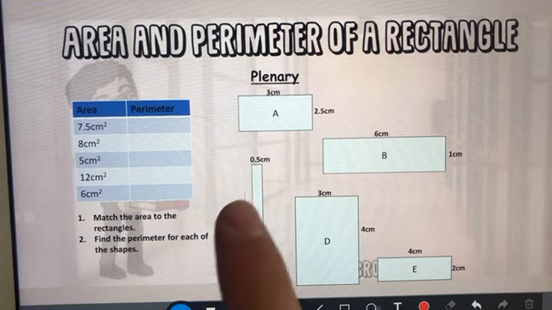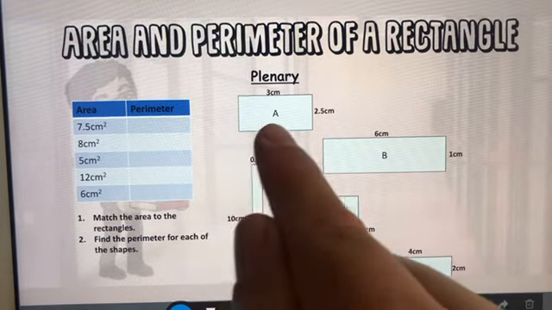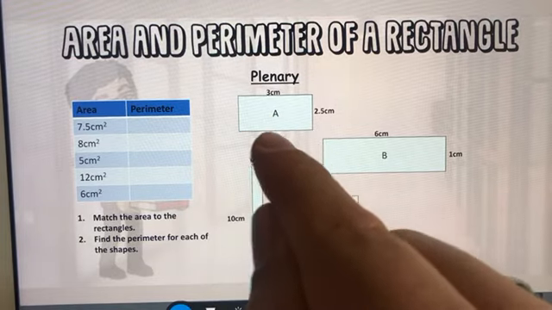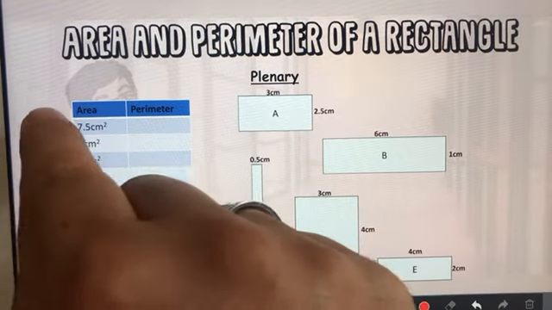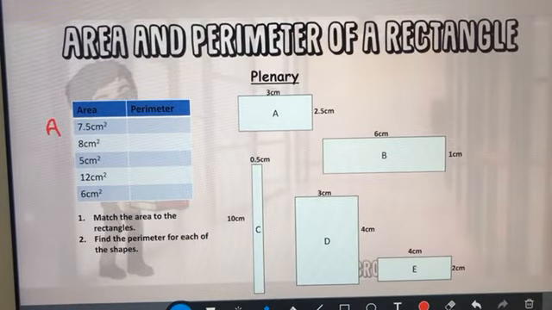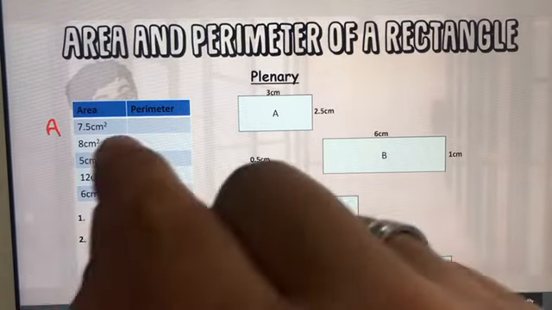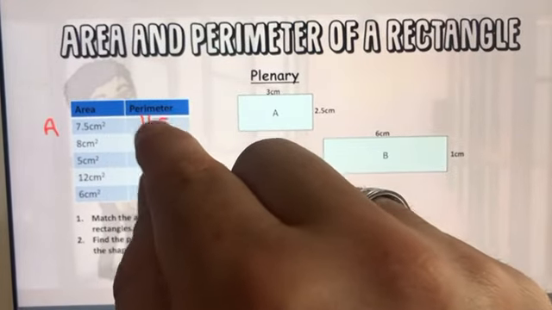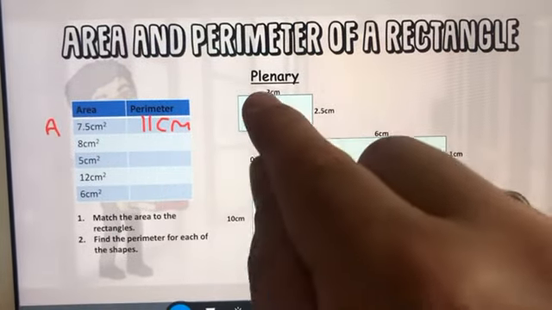Right, guys, so quite a nice one to finish, okay? Perimeter area, this one is 3 times 2.5, which is 7.5. So the first one is shape A. Then, perimeter of this, 3 and 2.5, plus 3 plus 2.5 gives me 11 centimeters for the perimeter. Okay, so that's shape A done.